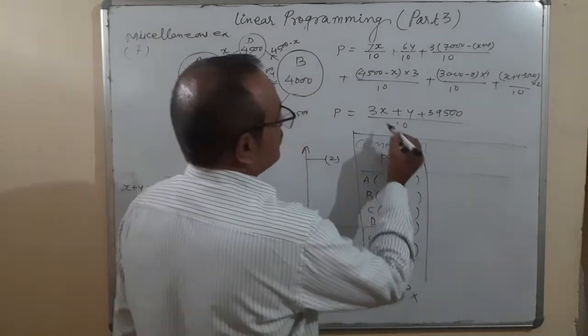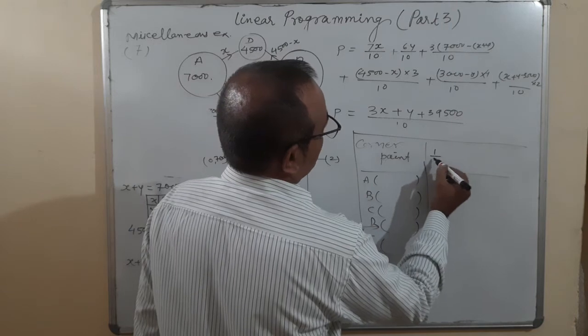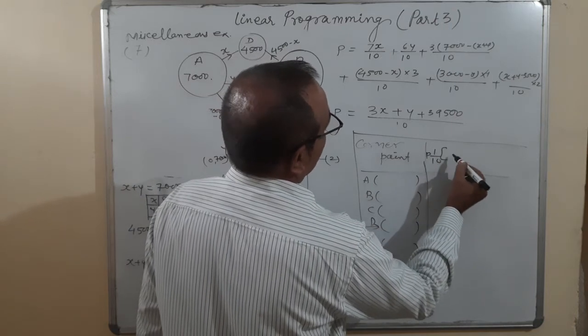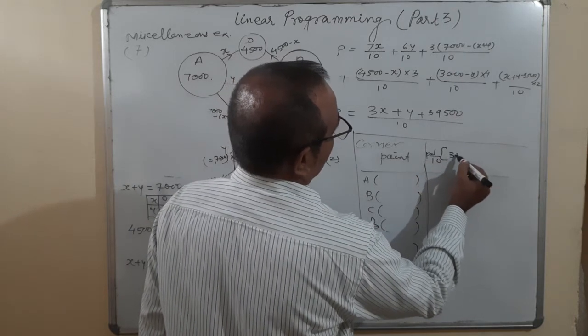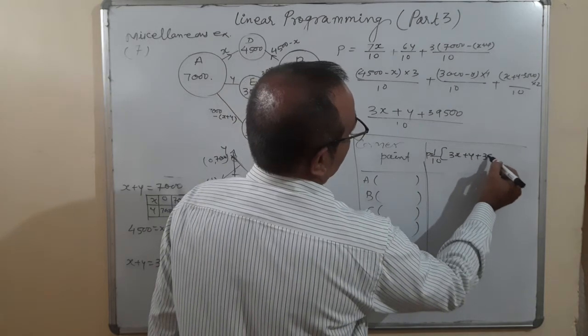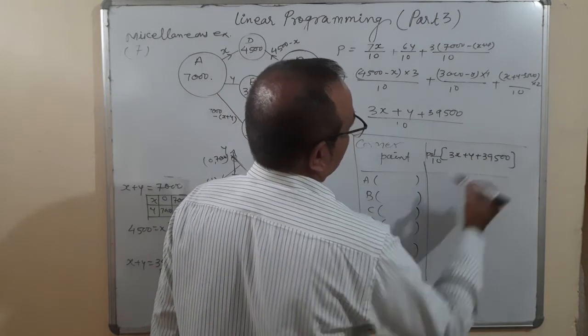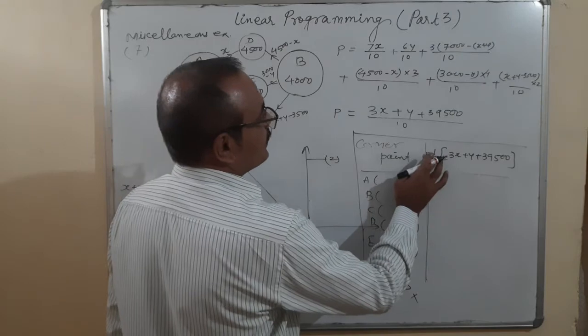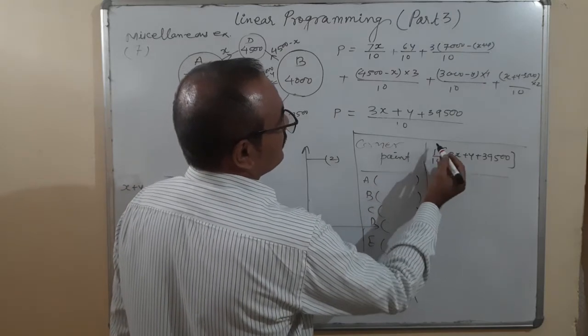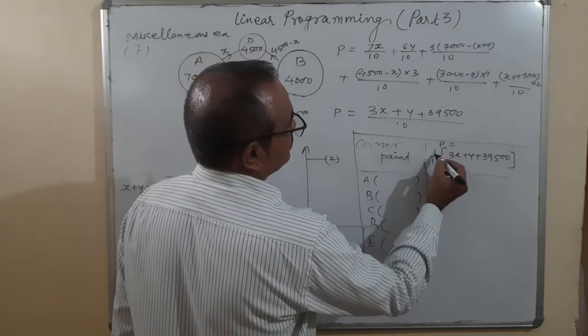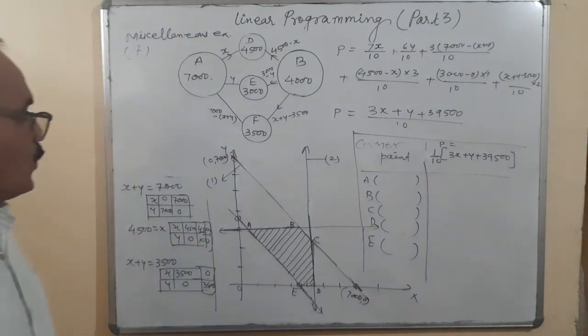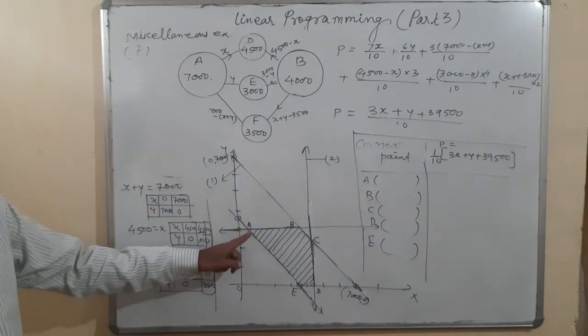And the profit equation is, may I write here, 1 upon 10, P is equal to 3x plus y plus 39,500. Is it okay? This is the profit equation. P is equal to... A. What is the value of A?